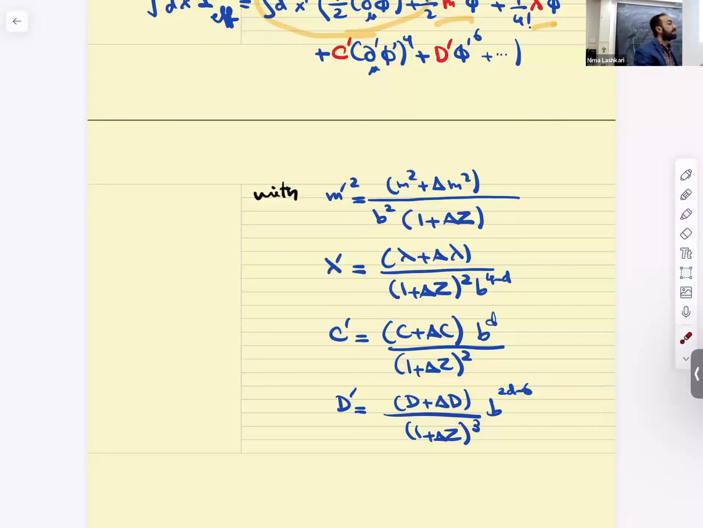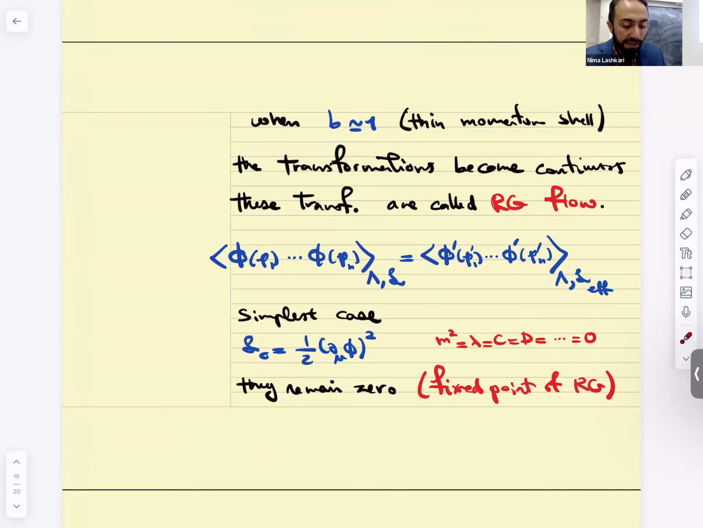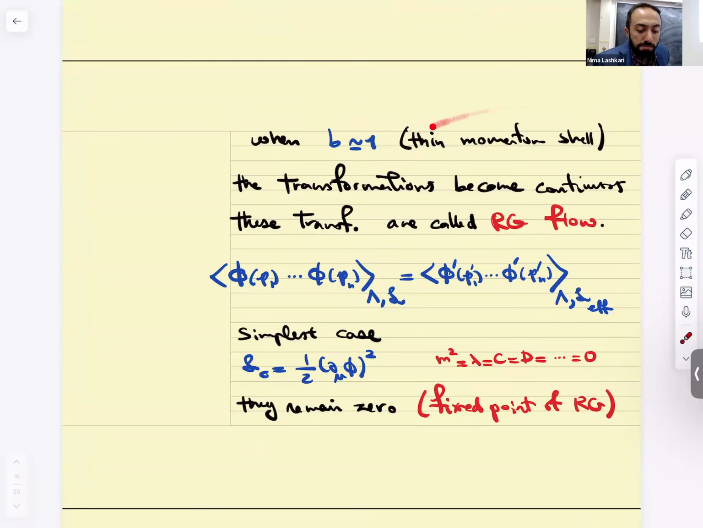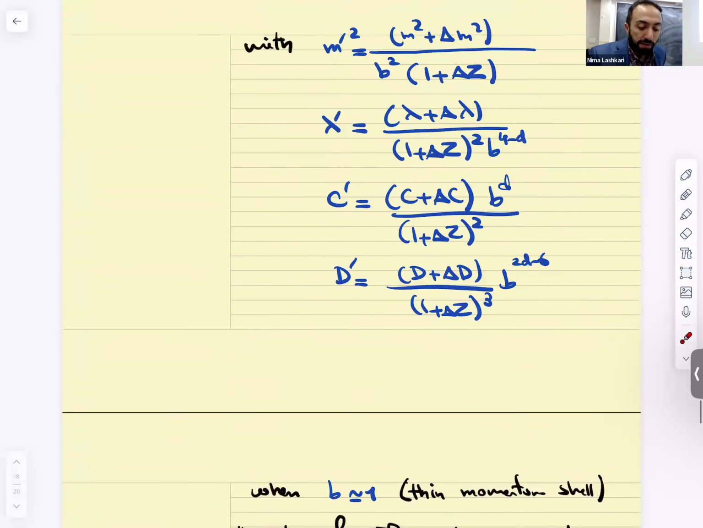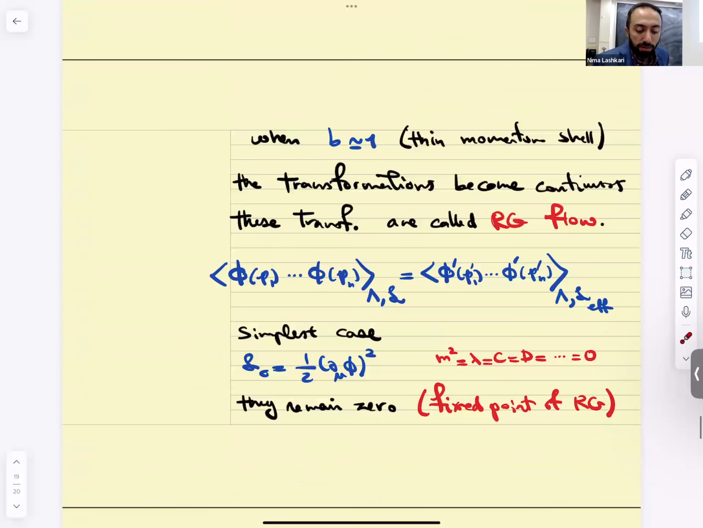So to make sense of that, let me go over it again. If it's a thin momentum shell, these transformations become continuous. So they're like differential equations. The couplings depend on B, and you're talking about the derivatives of the couplings as a function of B, as a function of scale. Question? Okay. Any other questions?